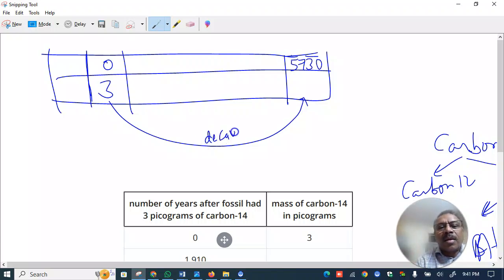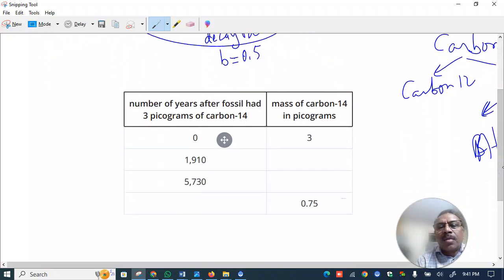So there is a decay factor, which is B. So B equals 0.5. This is a decay factor. That means this 3 will be 1.5 after 5730. So in the table, you'll see we can put 1.5. From here to here is 5730, so this becomes multiplied by 0.5.